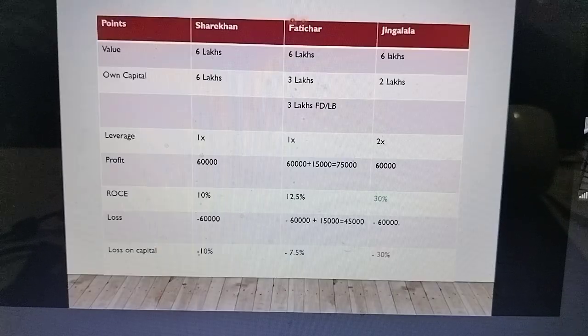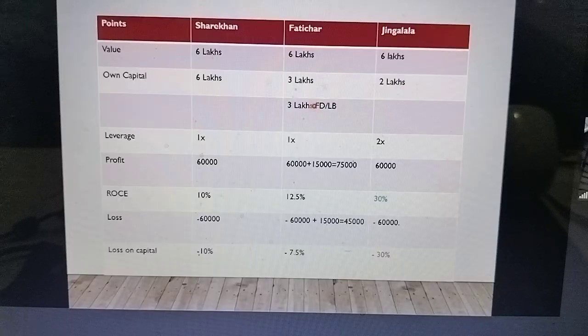Then we consider Furniture, a person trading in futures. He is clever. He will keep just 3 lakhs in his account as cash to provide for margin and any market margin that will be required. Then another 3 lakhs he'll keep in FD or liquid BeES. The third person is Jingalala. This fellow is a highly risk-taking person. He keeps just what the broker is demanding. If the broker is demanding 1.5 lakhs, he is hardly keeping 2 lakhs in his account, and he goes straight away buying a contract for 6 lakhs.